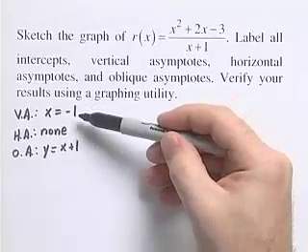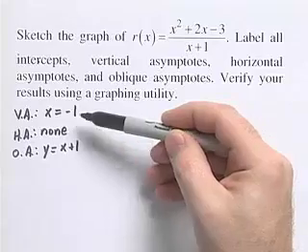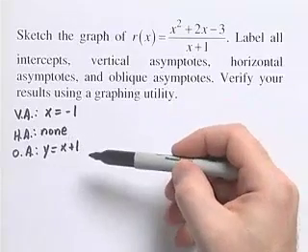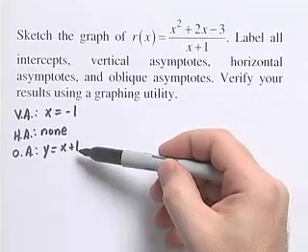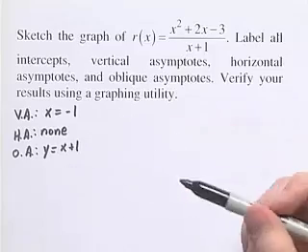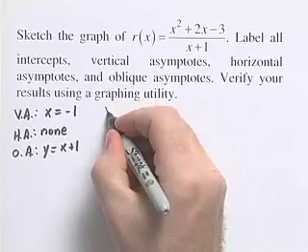From the previous problem, we had that the vertical asymptote was x equals negative 1. There were no horizontal asymptotes, and there's an oblique asymptote of y equals x plus 1. So next we're going to find our intercepts. We'll start with the x-intercepts.